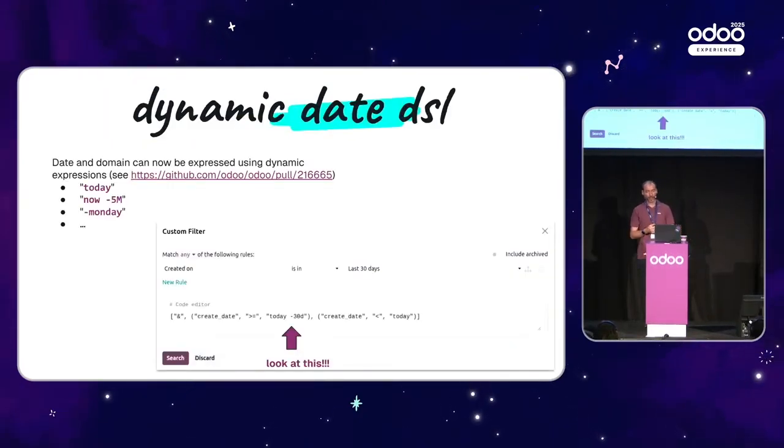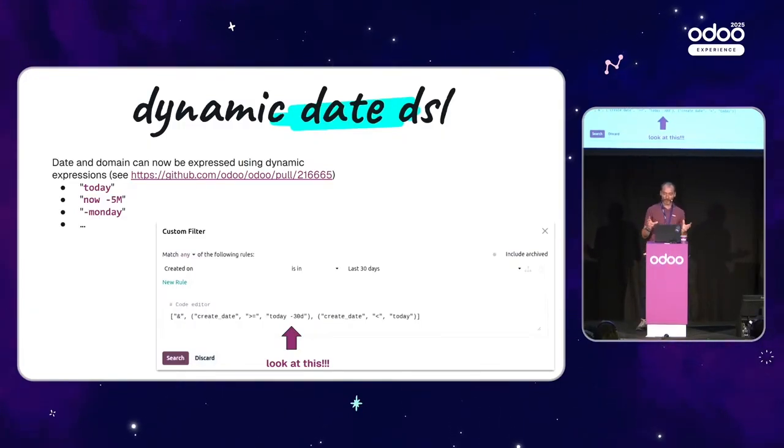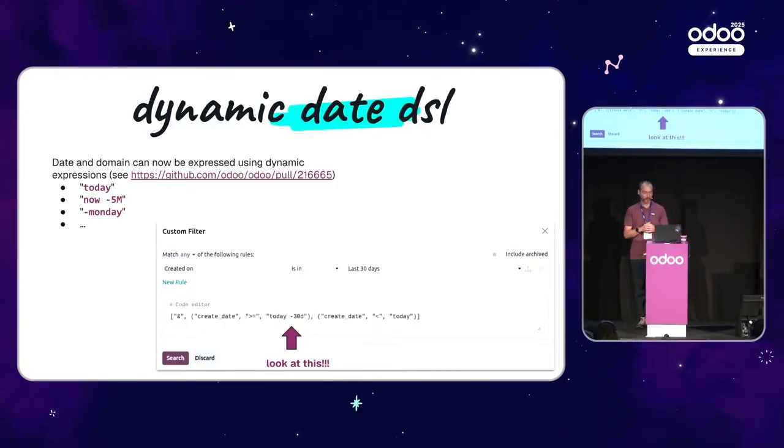What else? Oh, that one is nice. It comes from the framework Python team. They have a dynamic date DSL. I hope that Raphael told you about that this morning.